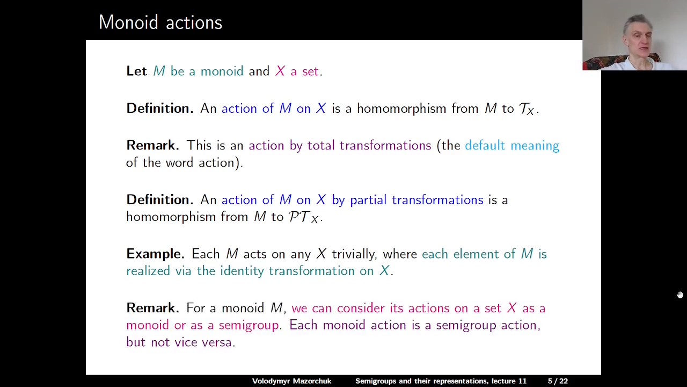And also remark that if we have a monoid M, we can consider its actions on a set X as a monoid or as a semigroup, and there is a difference. For a monoid action, we need that the identity of the monoid acts as the identity transformation of X, and for a semigroup action, this is not necessary. So in particular, each monoid action is a semigroup action, but not vice versa.